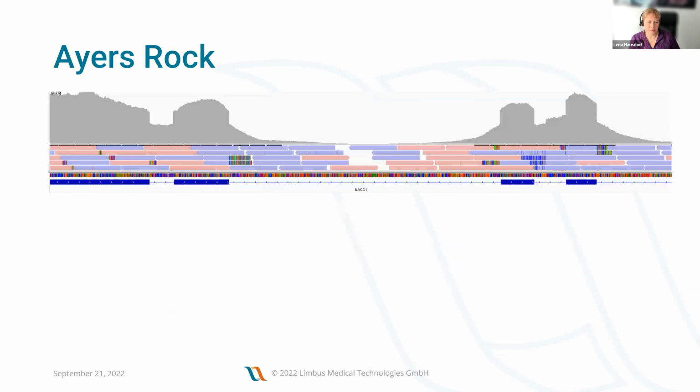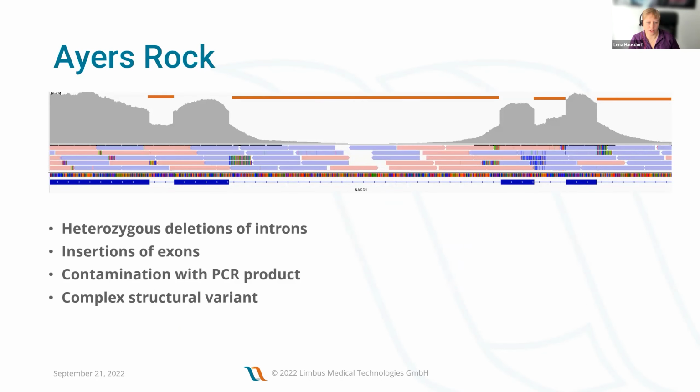The next case is one where we had a gene and all exons had this weird shape, and all the introns seemed to be deleted. So there were a lot of heterozygous deletions of all introns. So it was like, is it heterozygous deletions of all introns or insertions of all exons? Or again, a contamination with a PCR product, because the breakpoints are exactly at the beginning and ending of the exons, or some kind of complex structural variant.